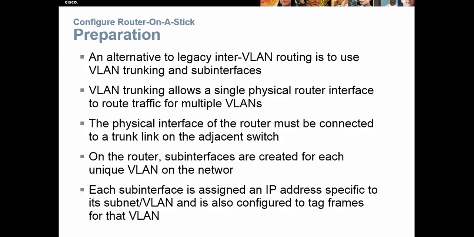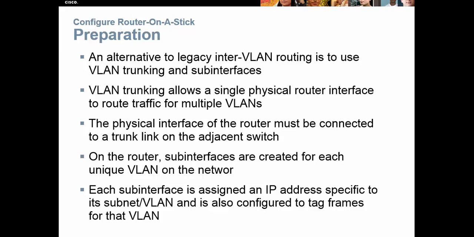Now, with router on a stick, we can go about it a little bit differently. It is an alternative to legacy Inter-VLAN routing, and it uses VLAN trunking and subinterfaces. VLAN trunking allows a single physical router interface, so we only have to use up one of our router's interfaces to route traffic from multiple VLANs. The physical interface of the router must be connected to a trunk link on the adjacent switch, so you have to have your trunk port set up on your switch.